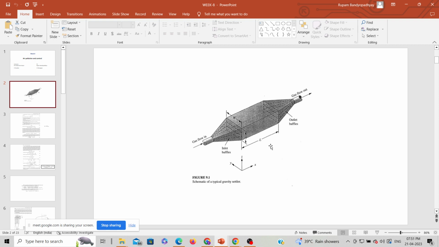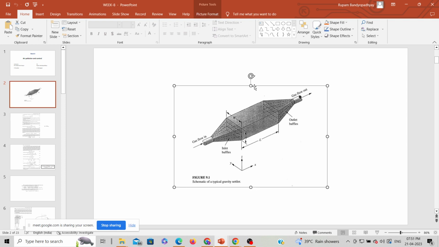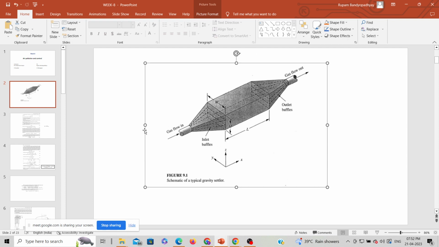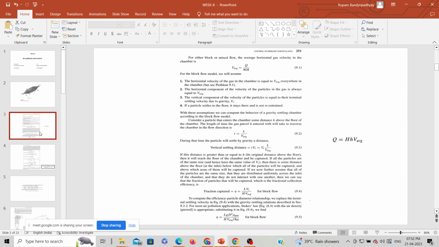Next we learned about different air pollution controlling devices, like the gravity settler. This is a schematic diagram of a gravity settler, where gas is flowing in and flowing out. This is the width of the settler, and the height of the settler. These are the efficiencies you have to calculate.